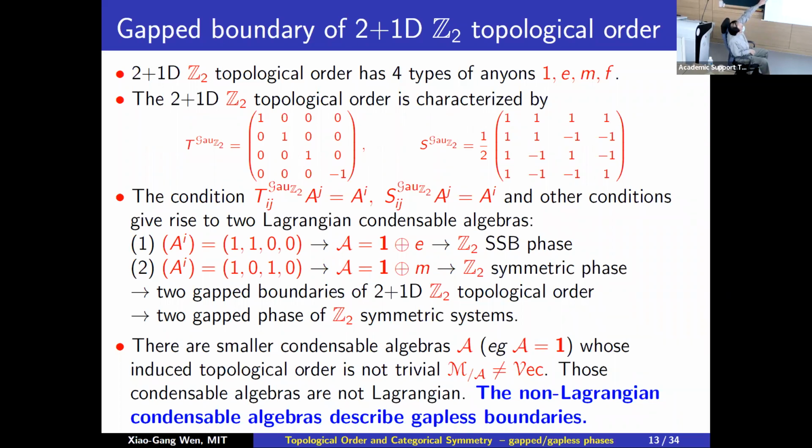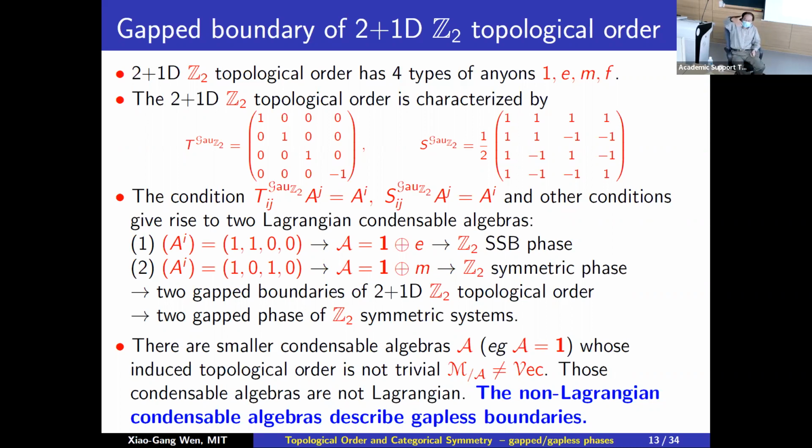So for the Z2 symmetry, the categorical symmetry is a toric code, Z2 topological order in two spatial dimensions. It has 4 types of anyons in the bulk. That means this Z2 gauge theory has a 4x4 ST matrix. Then to obtain gapped boundaries, we just need to find a constant non-negative integer vector satisfying these 2 conditions. We find 2. So these 2 satisfy this condition.